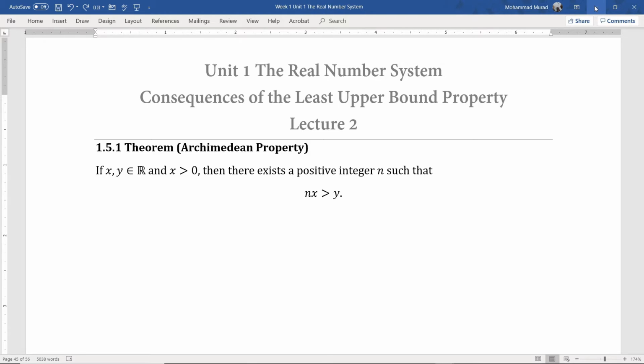Theorem: if x and y are real numbers, and x is positive, then there exists a positive integer n such that n times x is greater than y.